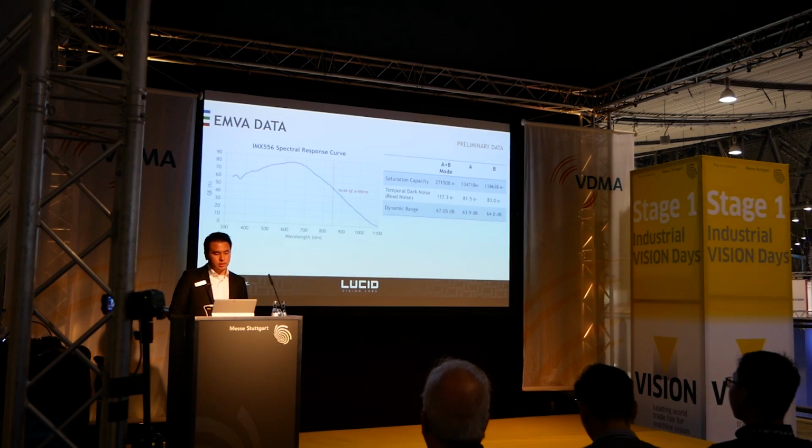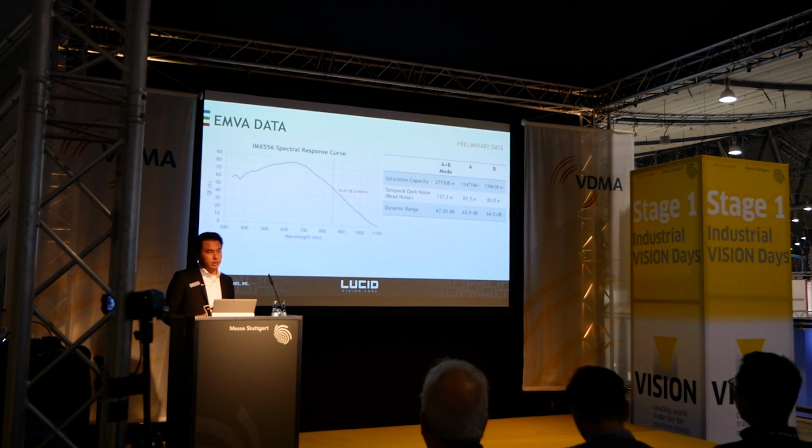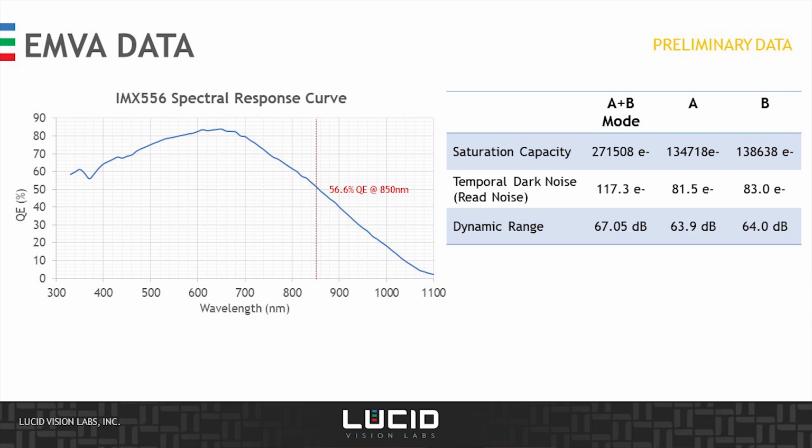So in order to understand what kind of performance we can get out of the sensor with these preliminary measurements, this is EMVA data that we captured. What we want to emphasize here is that the QE at the wavelength that we're using for our laser diode, which is 850 nanometer, is actually pretty high.